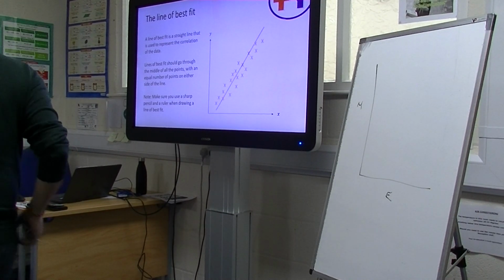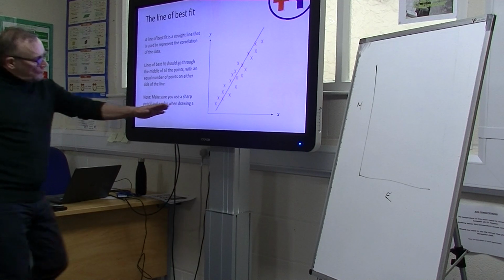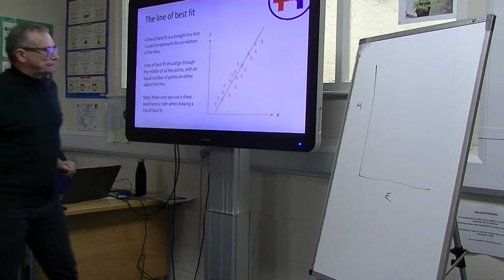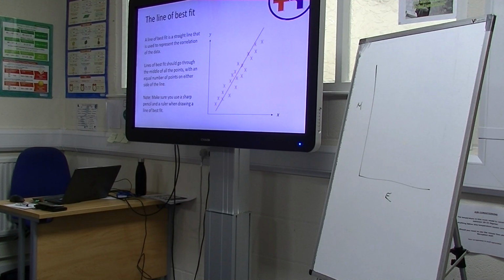Yeah, so the line of best fit: a straight line, as close as you possibly can to getting equal amounts on both sides. Normally, as it goes through the middle, it touches a few. Make sure you use a ruler when you're doing it. Don't do it freehand. Make sure you use a ruler.